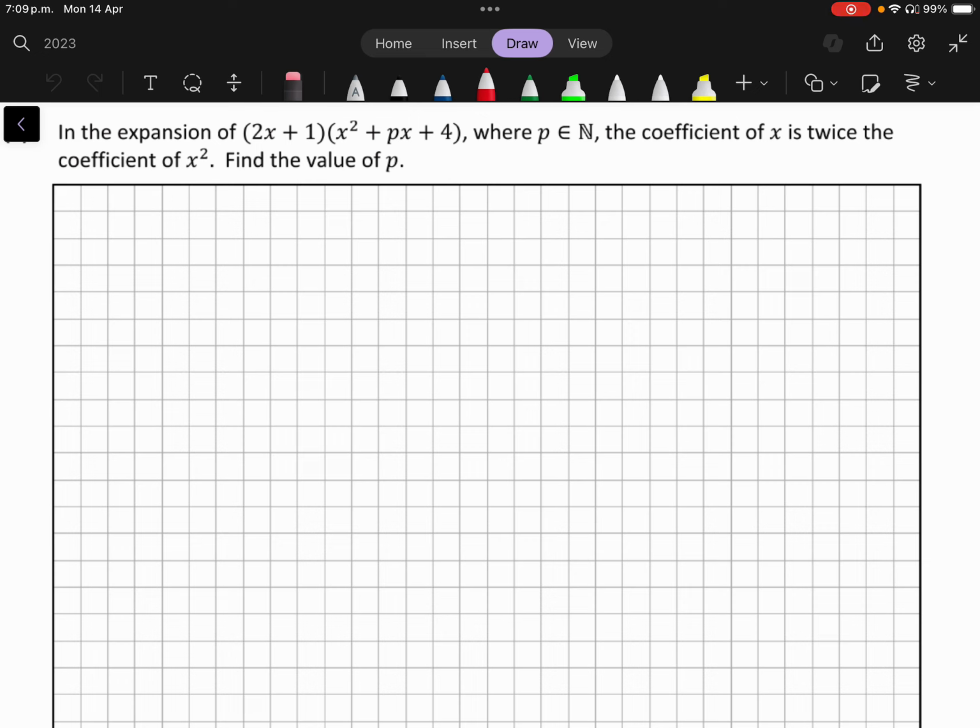So let's look at this question. In the expansion of (2x + 1)(x² + px + 4), where p is an element of N, the coefficient of x is twice the coefficient of x². So this is the keyword here. The coefficient of x is twice the coefficient of x².